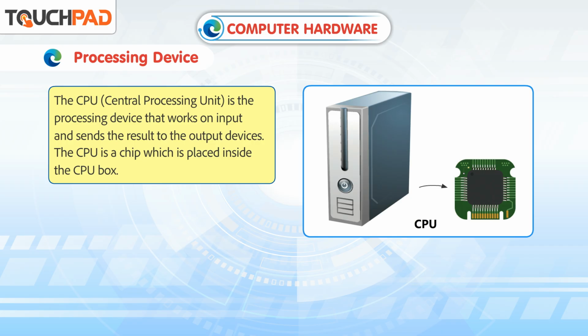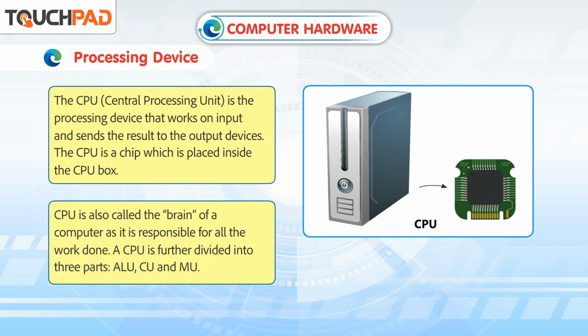Processing device. The CPU, Central Processing Unit, is the processing device that works on input and sends the result to the output devices. The CPU is a chip which is placed inside the CPU box. CPU is also called the brain of a computer as it is responsible for all the work done.